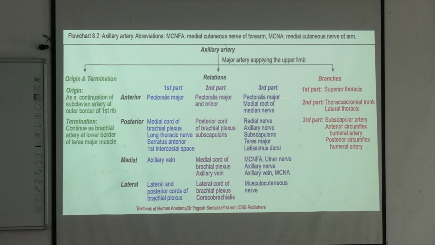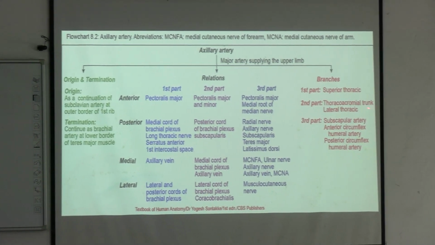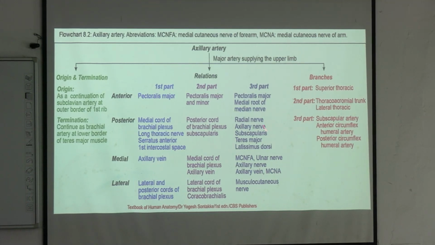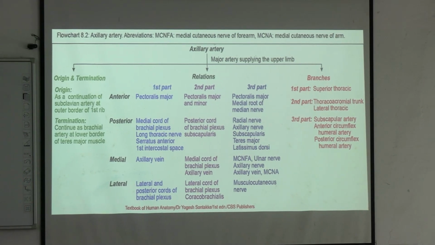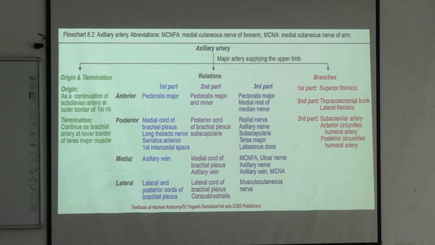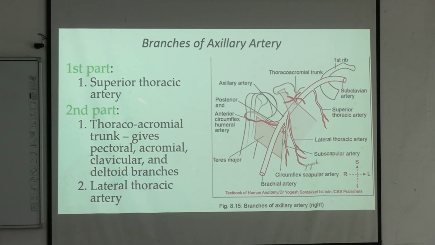First part branch is superior thoracic, second part two branches, thoracoacromial trunk and the lateral thoracic artery. And third part subscapular artery, anterior circumflex humeral artery, posterior circumflex humeral artery. Okay. Branches are very frequently asked in your OSPE. So for branches, first you practice a schematic diagram. First part branch is superior thoracic artery.